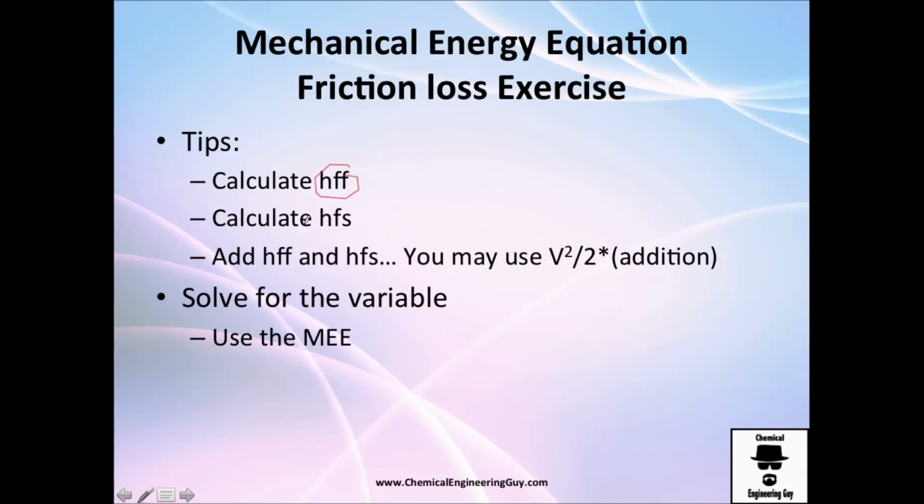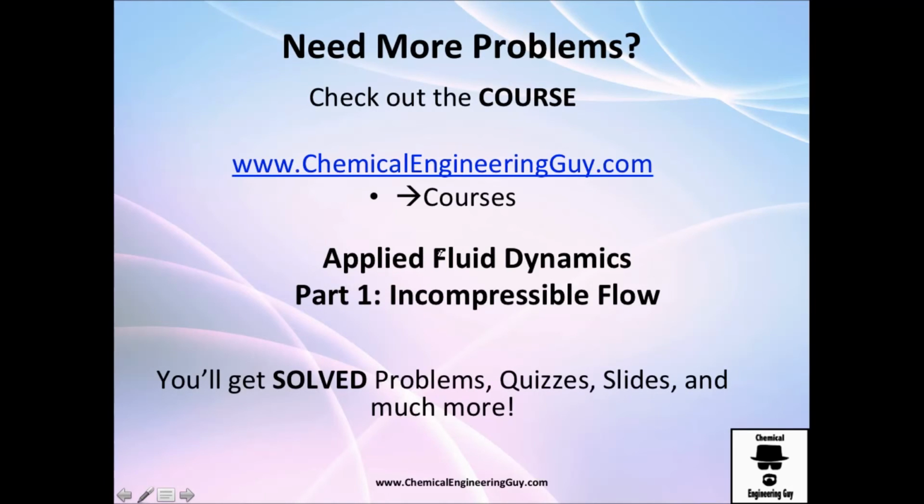You already got your value of HF. You got your value of HFS. And if you can, I will definitely recommend to take out the velocity. So you have, I don't know, f L over D plus the addition of K values. And this will be your friction. And once you got your friction, just solve for the variable, which is in the mechanical energy equation right here, and you're set, you're done.